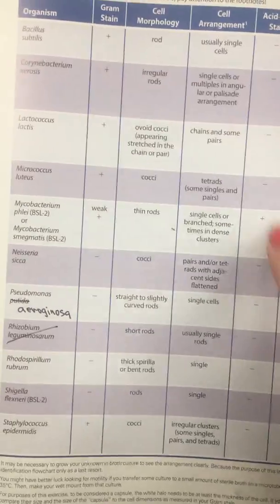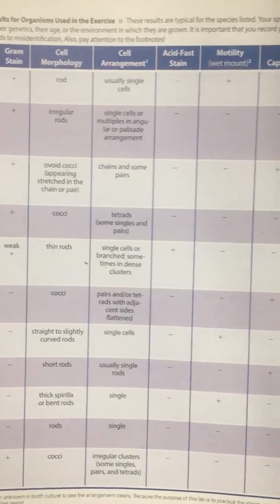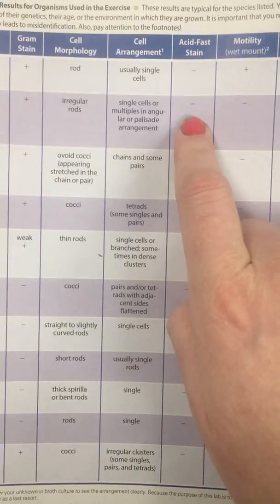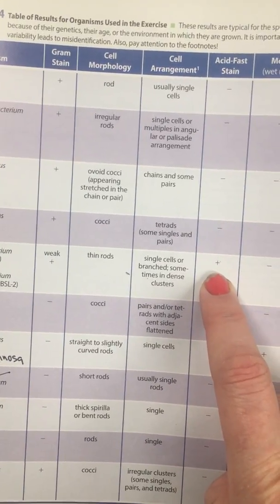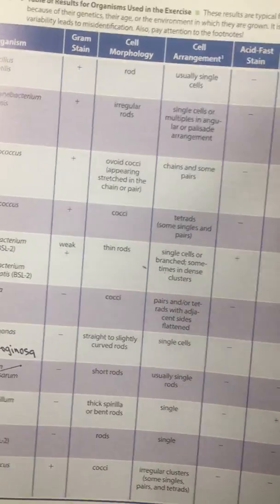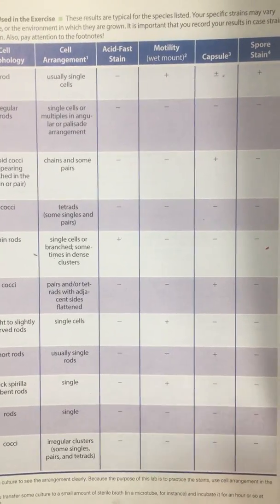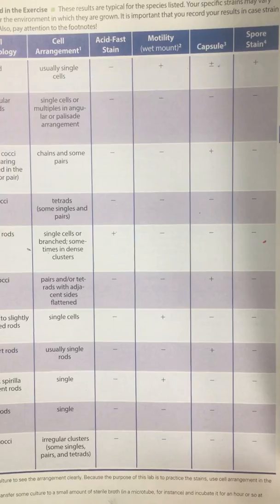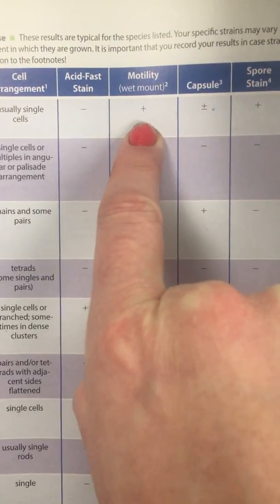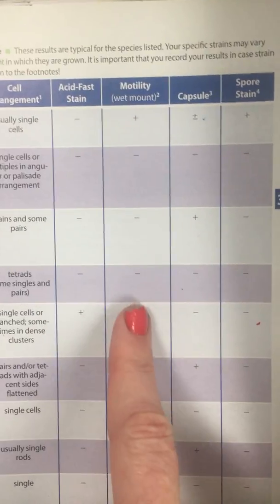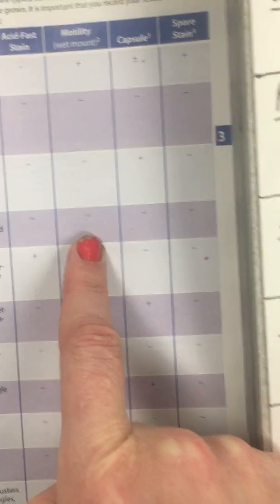Your acid-fast stain can be either positive or negative. If it's acid-fast negative, it'll appear blue. If it's acid-fast positive, it will appear reddish purple. With your motility column, this shows you whether or not the organism is motile and moves around while alive. If it's motility positive, it moves around while it's living. If it's motility negative, well, it is non-motile and it's not going to go anywhere.